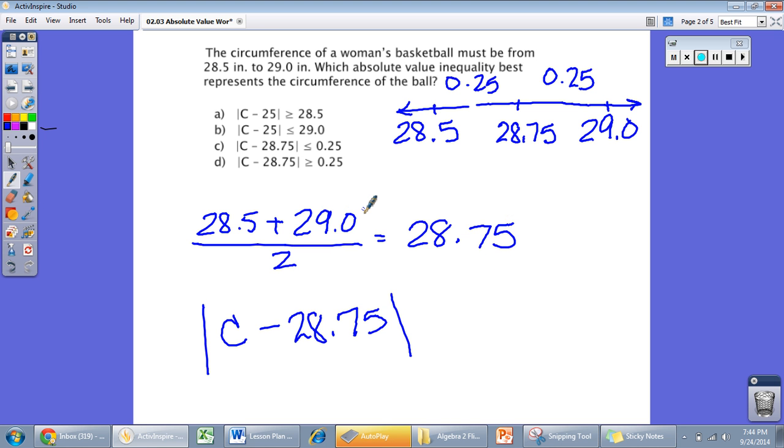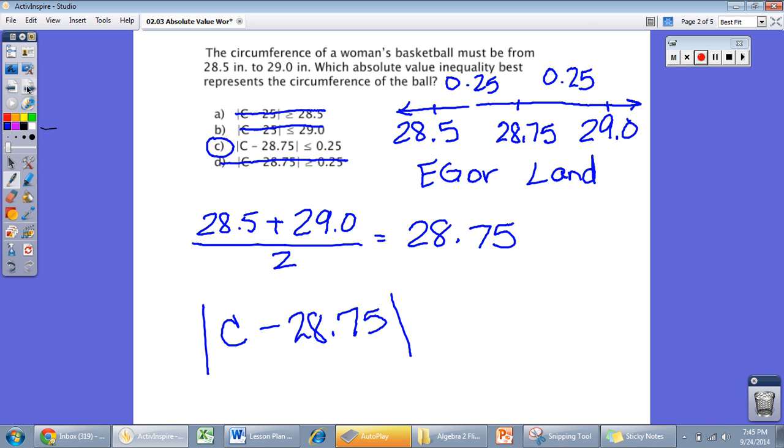So we're going to pick the scenario that best fits. Obviously the tolerance is not either side of the basketball. That doesn't make sense. We're going to eliminate those two answer choices. Also, this is an and scenario. We talked about that before: greater than or equal to signs are or problems, and less than signs are and problems. So being that this has to fall between 28.5 and 29, that's an and scenario. So this inequality symbol simply does not fit. So our answer choice is C.